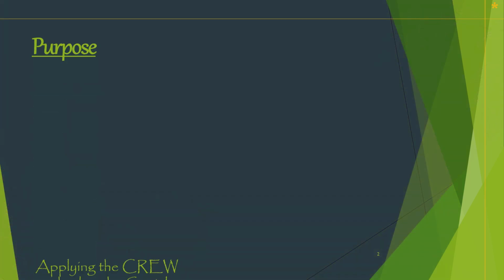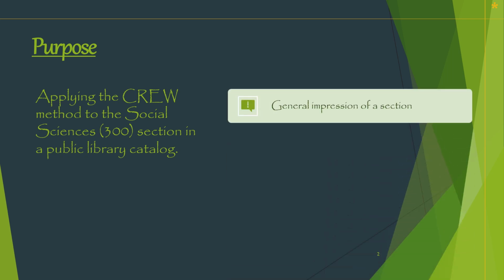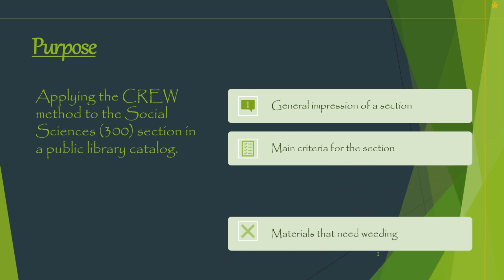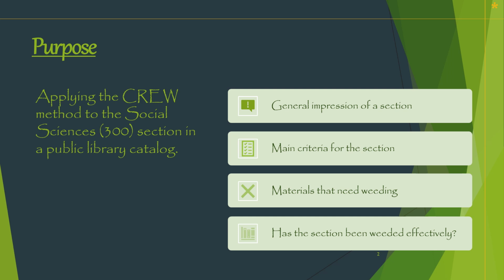The purpose of this presentation is to apply the Crew Method to the Social Sciences section in a public library catalog. We're going to go over the general impression of the section, main criteria for weeding, materials that need weeding, and discuss if this section has been weeded effectively.